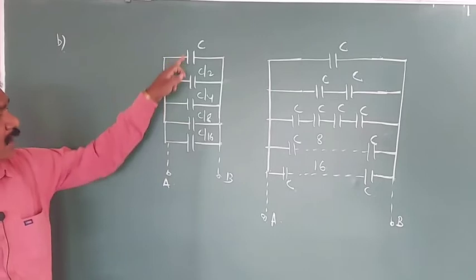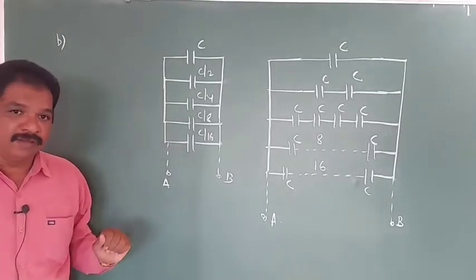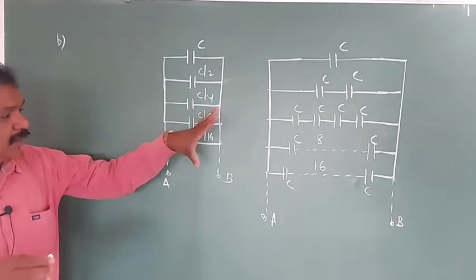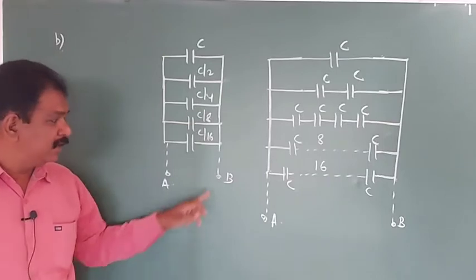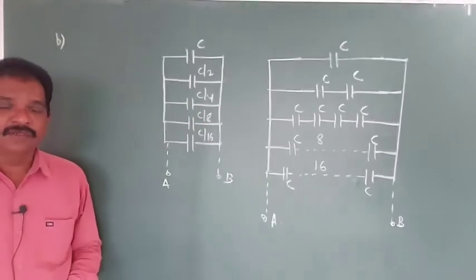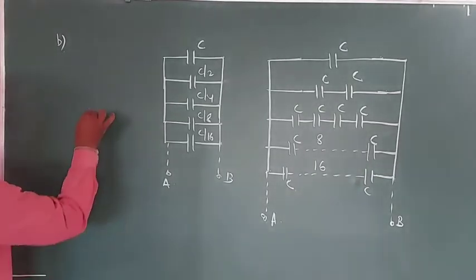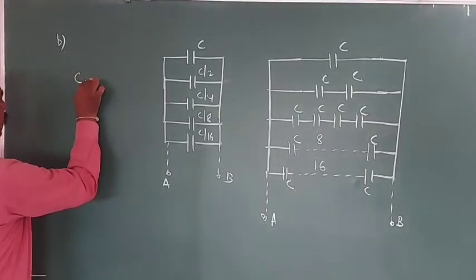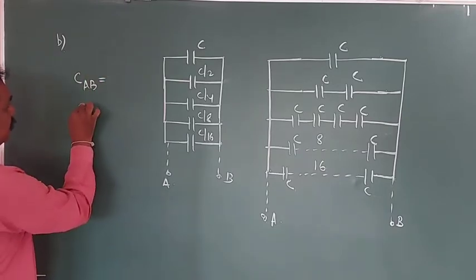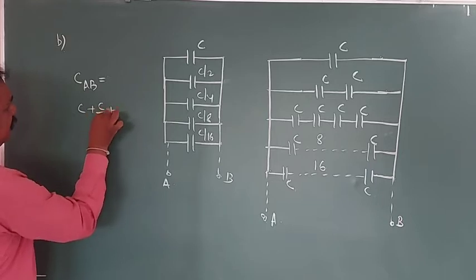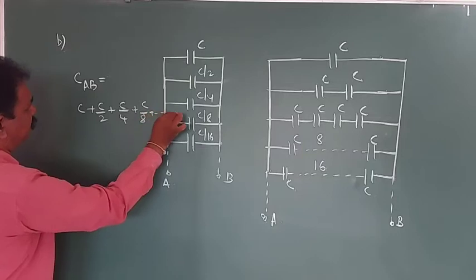Now all these capacitors will be in parallel. Understanding? The current is dividing, or the charge is dividing. All the charge is meeting at this one junction. So all are in parallel. What is the effective capacity formula? CAB is equal to, what to write? C plus C by 2, C by 4, C by 8, so on.